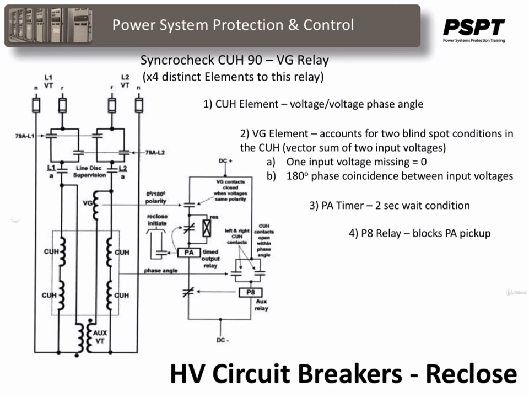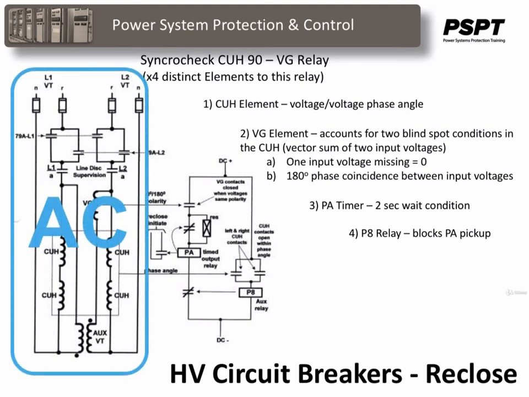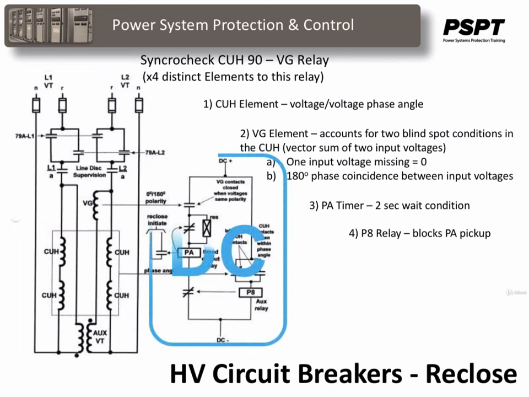This relay has 2 sets of logic circuits. It has an AC side, which is connected to the PTs on either side of the breaker, and it has a DC side connected to the battery control circuits and other auxiliary relays, which will provide intelligent selecting for the reclosing of the breaker.